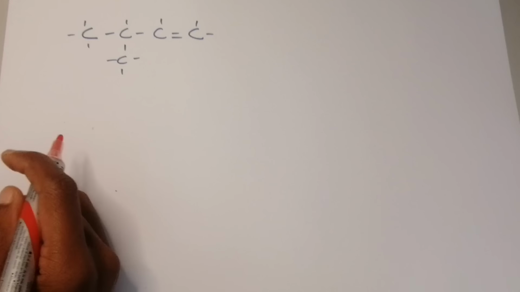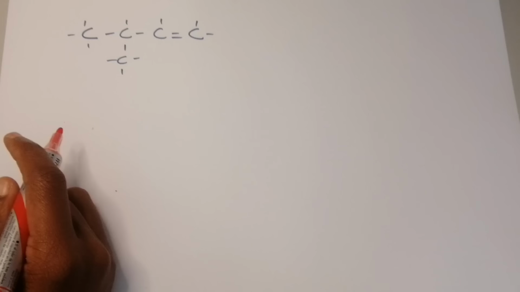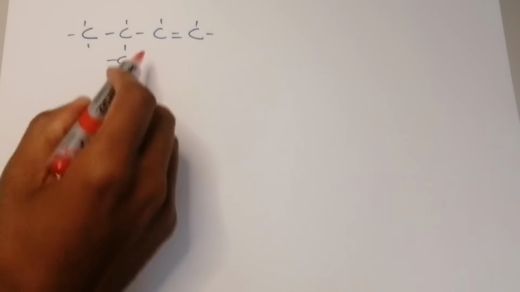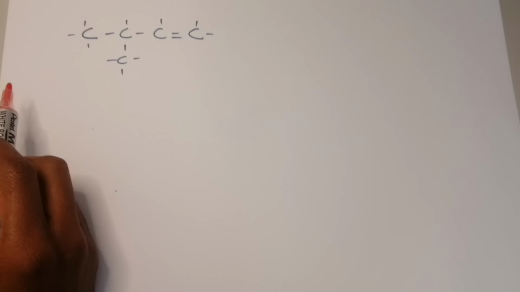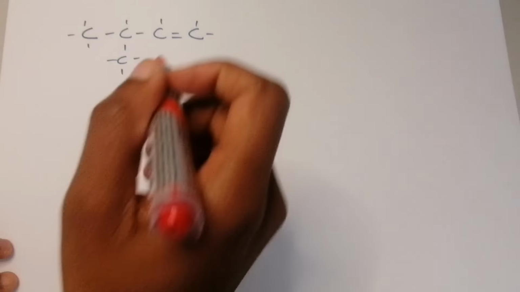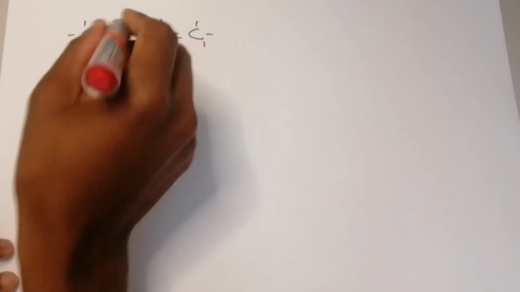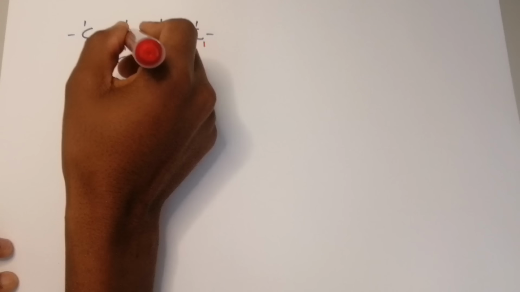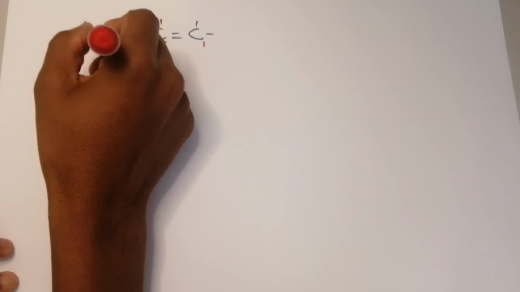So where am I going to start numbering for this guy? I definitely need to give an address. I'm going to start numbering from the side that is closest to my double bond. Oh, but what about that guy? Nah, remember, this one takes preference. This one takes priority. So this is carbon number 1, that's 2, that's 3, and that's 4.